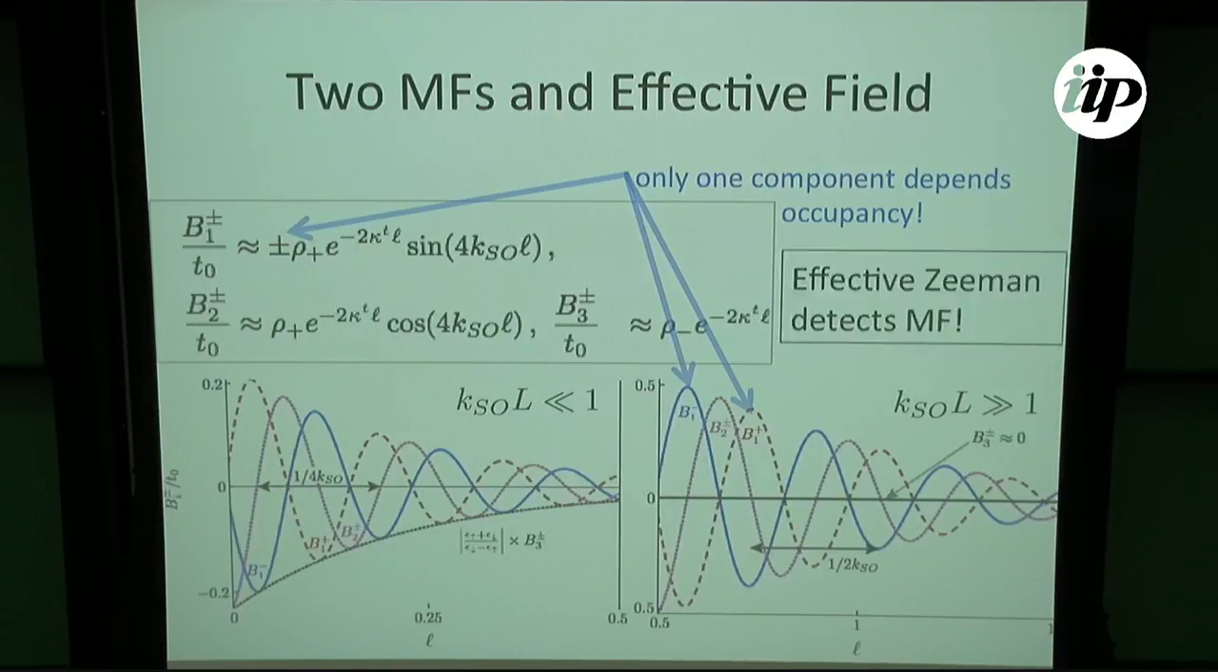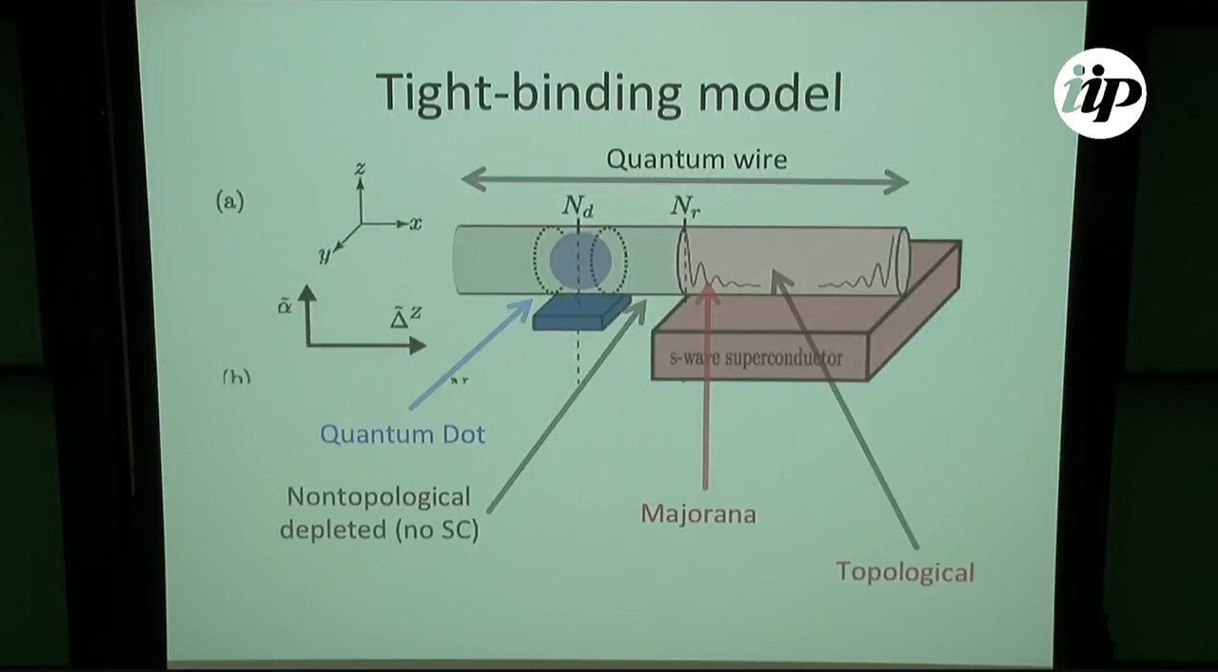Okay, so that's basically it: an effective Zeeman field can maybe be used to detect Majorana fermions, or the state of the Majorana fermion candidate. We also did a tight-binding model. In the tight-binding model we took a quantum wire, and part of the quantum wire has proximity-induced superconductivity, and the other part has no superconductivity, and we defined a quantum dot on that side of the wire.